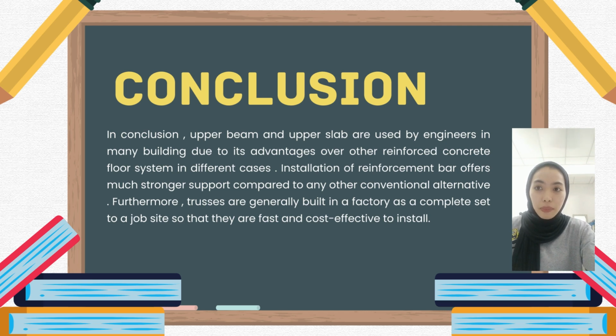In conclusion, beam and slab are used by engineers in many buildings due to their advantages over other reinforced concrete floor systems in different cases. Installation of reinforcement bars offers much stronger support compared to any other conventional alternative. Furthermore, trusses are generally built in a factory and delivered as a complete set to the job site, so they are fast and cost effective to install.